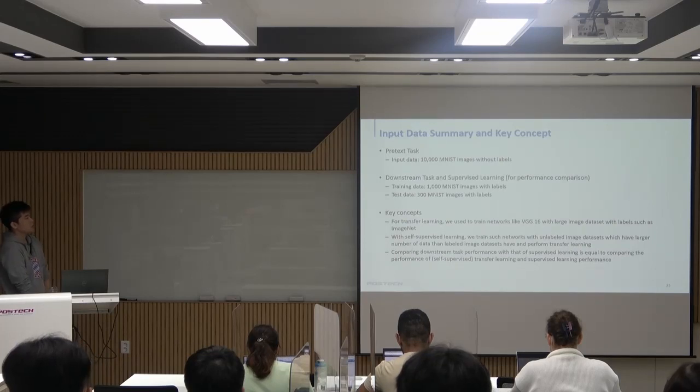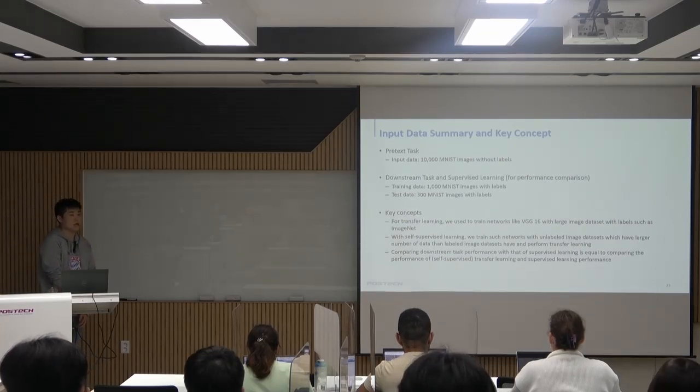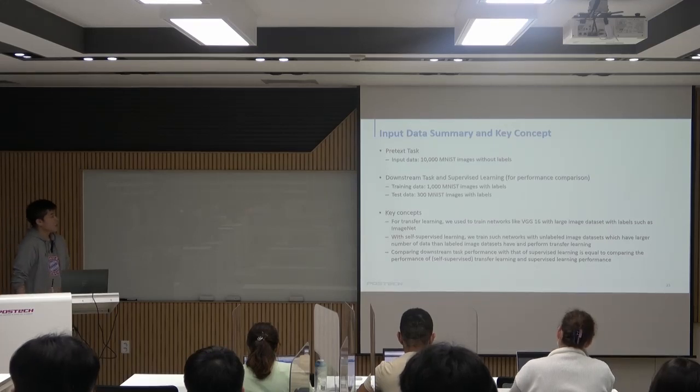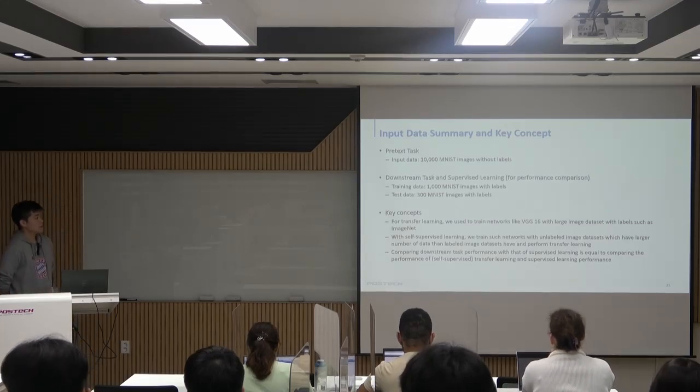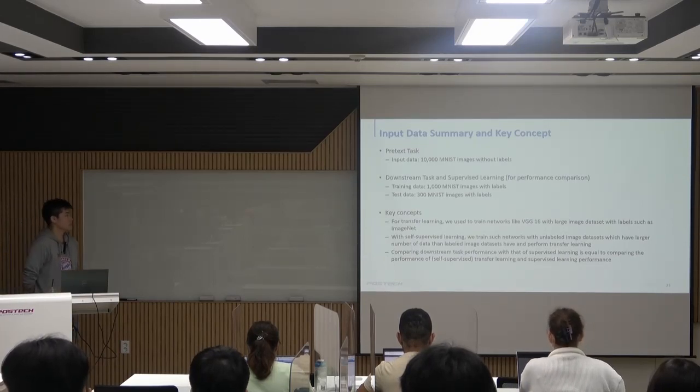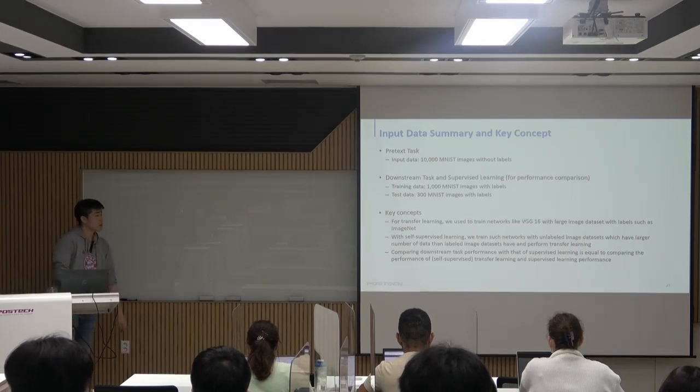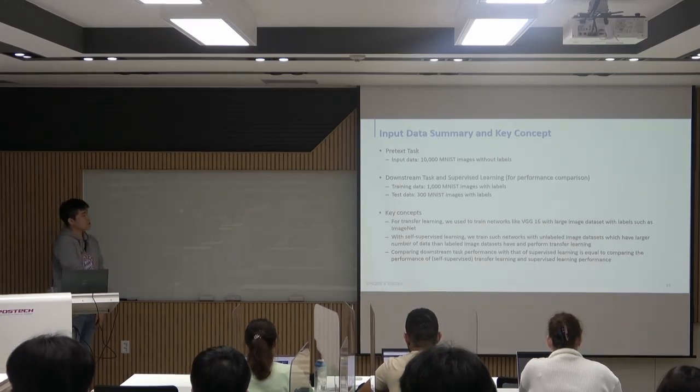For the pretext task, we use 10,000 MNIST images without labels. Because the pretext task is the key to self-supervised learning, we don't use labels. And also for the downstream task and supervised learning task, I will explain about supervised learning afterwards. But for the downstream task, we use 1,000 MNIST images with labels. But I made sure that these two image datasets are not overlapping, because we do not want the pretext task and downstream task to share the same image. So I split the MNIST dataset so that the pretext and downstream task do not share the same image.